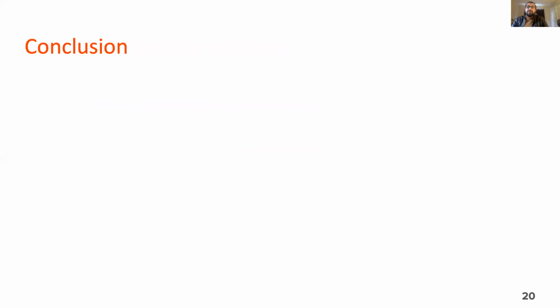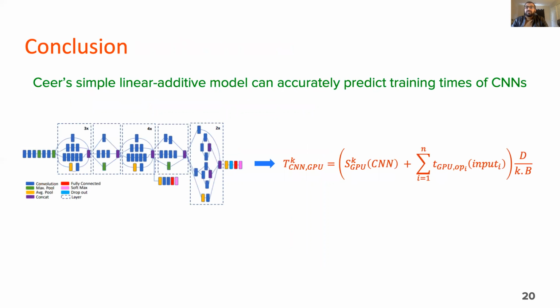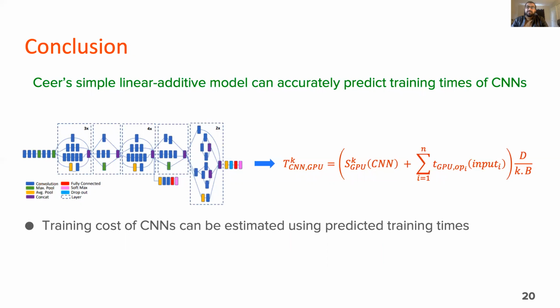To conclude, Ceer takes the CNN compute graph as input and uses a simple linear model to predict training time to estimate the training cost of a given CNN across different GPU types and allocate optimal number and type of resources for the given model, as well as the goal, be it cost minimization or training time minimization or some budget constraint.